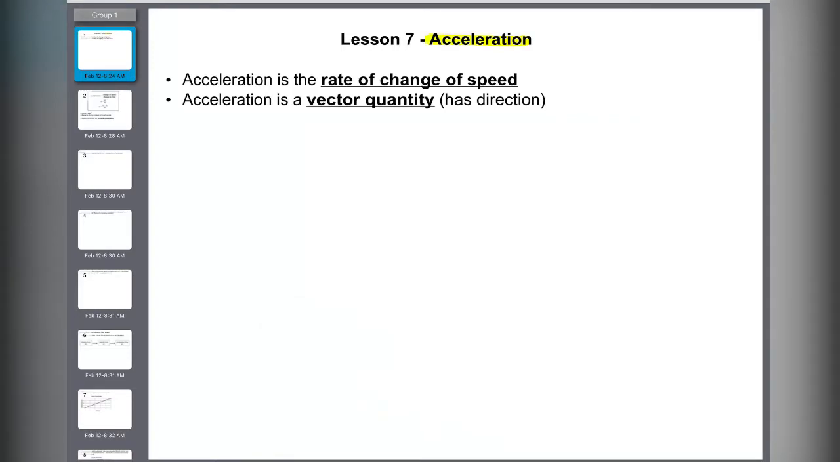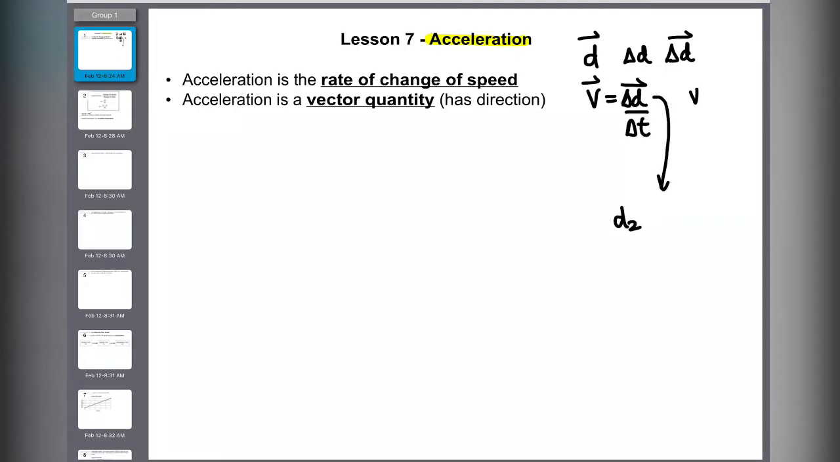Okay, welcome back to lesson 7. We are talking about acceleration. So at this point, we would have talked about positions, which is D with an arrow. We have talked about distance, and we have talked about displacement. And then we move on and talk about velocity and speed. Velocity is displacement over time. To get displacement, sometimes you have to do the final position minus the initial position, and the direction matters. And speed is total distance divided by time.